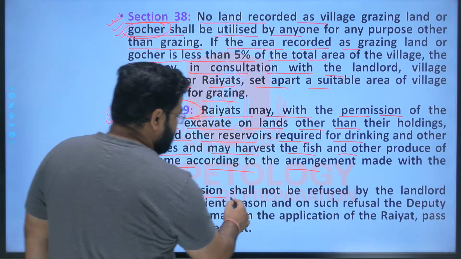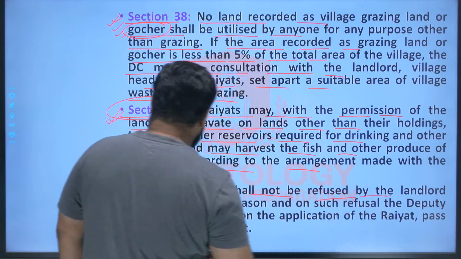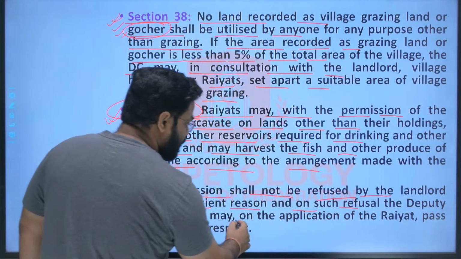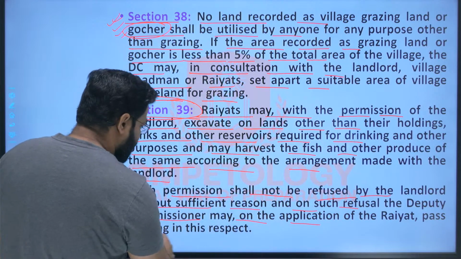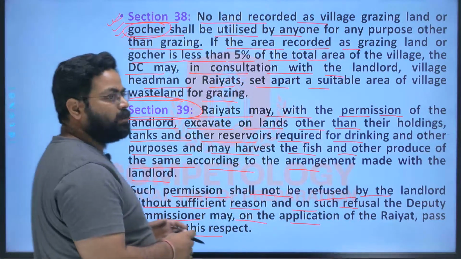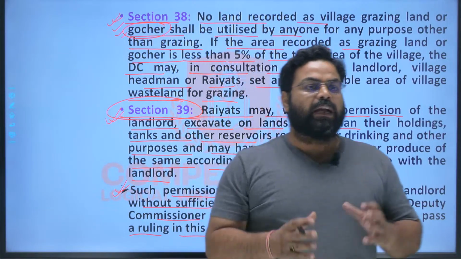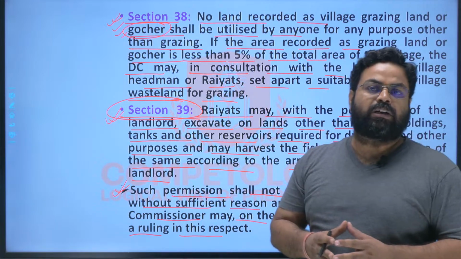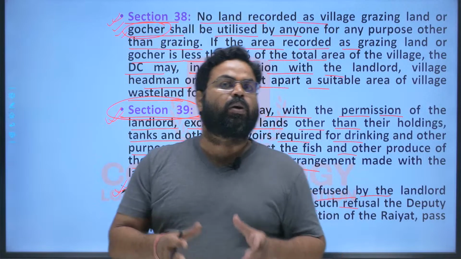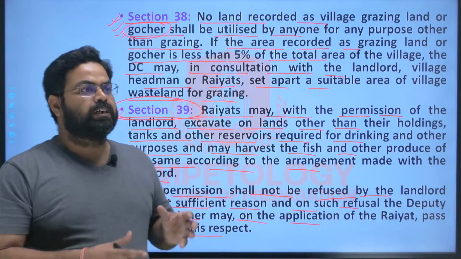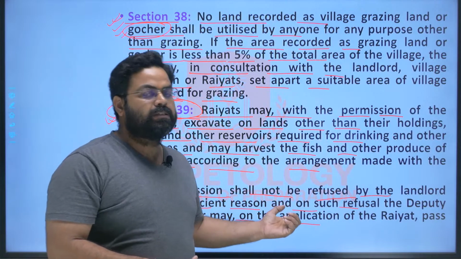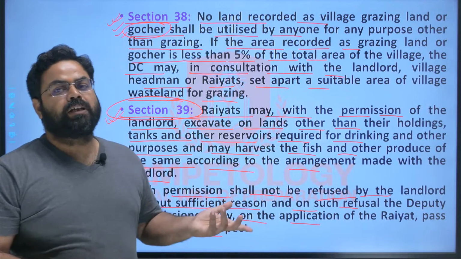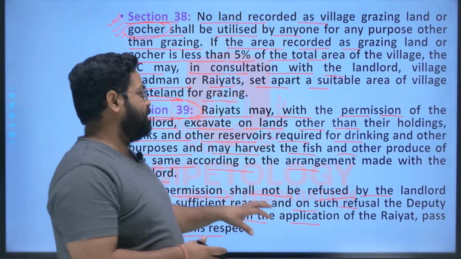And such permission shall not be refused by the landlord without sufficient reason, and on such refusal the DC may, on the application of the Rayyat, pass a ruling in this respect. So if the landlord denies such permission, the aggrieved person can file an application to the DC, and if the DC finds that there was no sufficient reason behind such denial, then he can pass a ruling accordingly, whatever he finds necessary, right?